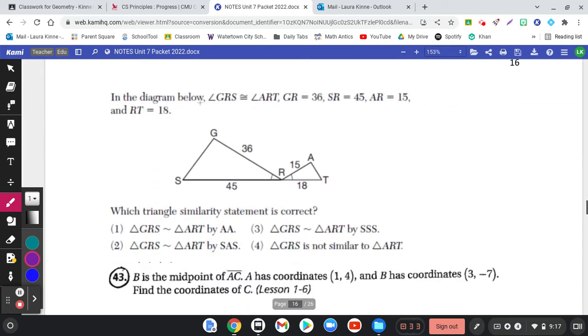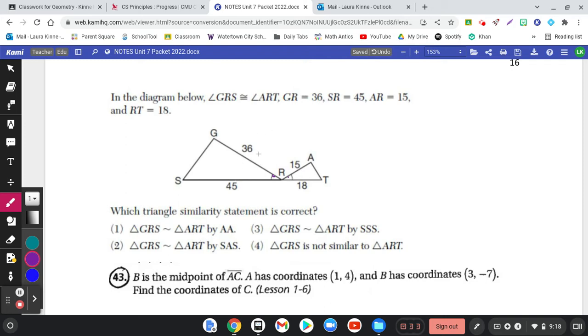Okay, this is an old regions question. Again, a lot of times above it is giving you information you can already see in the picture, and the question is after. So it tells you that angle GRS, so this guy right here, which is already marked, is congruent to ART, which is right here. And then it gives you these values. Which triangle similarity statement is correct?